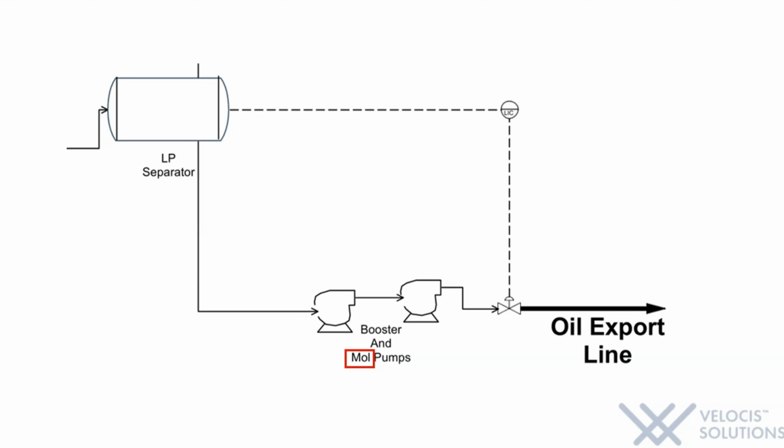After that, the second pump, the main oil line pump, increases the pressure of the export fluid to 6601 kilopascals, which is quite enough for the liquid to reach the onshore terminal.